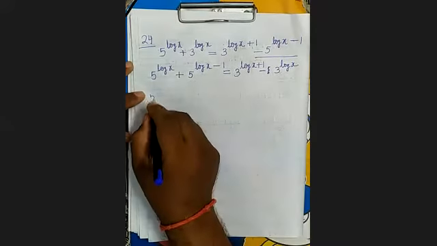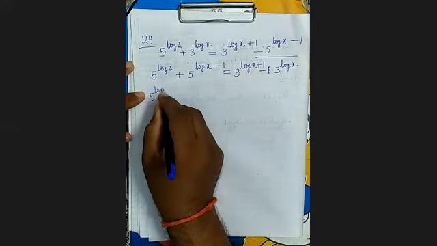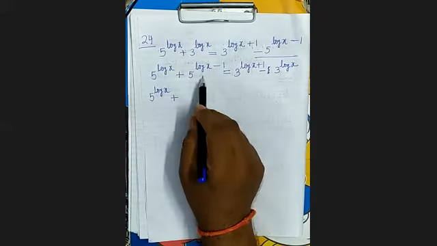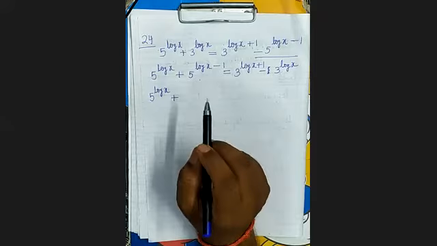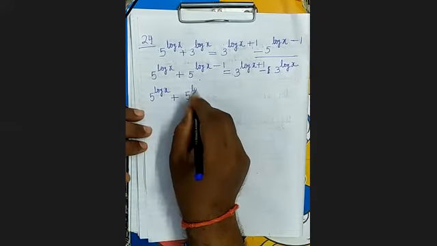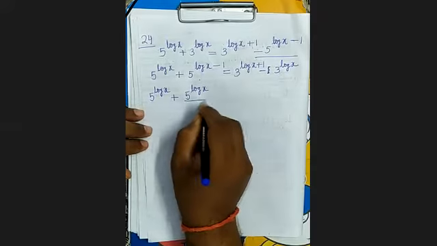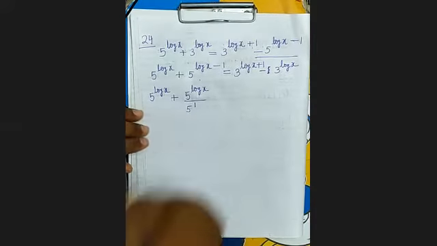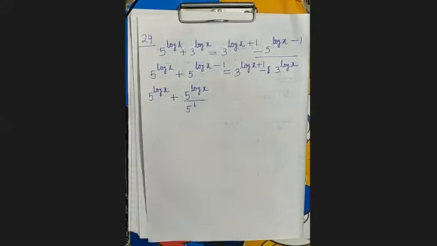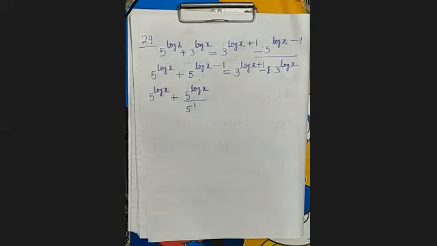Now all of you see, in the next term 5 की power log x, and here we will apply quotient rule in the reverse order. In the reverse order means how will you write? 5 की power log x upon 5 की power 1. Have you understood? Yes, sir.